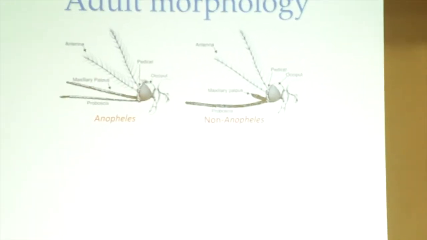There are certain characteristics that, even with the naked eye when you slap a mosquito, if you know what you're looking for, you can detect and pick up on these subtle differences. I talked about this proboscis. All mosquitoes also have a palp.